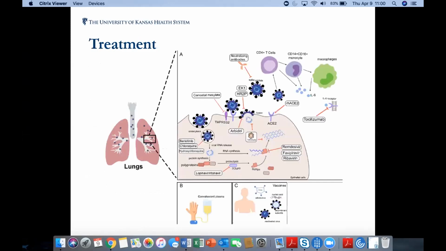So next I want to talk a little bit about treatment, and there are a number of potential different treatment modalities here. I really want to focus on your small molecules, and then of your small molecules, things that inhibit viral replication, and then things that can potentially inhibit RNA synthesis. I'll talk a little bit about IL-6 inhibition with monoclonal antibodies. I will not be talking about convalescent plasma or vaccines. There are a number of different good resources out there if you're interested.